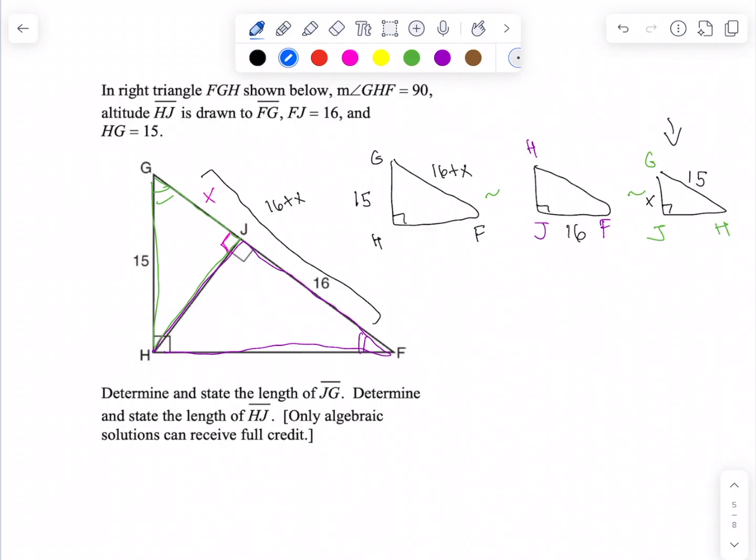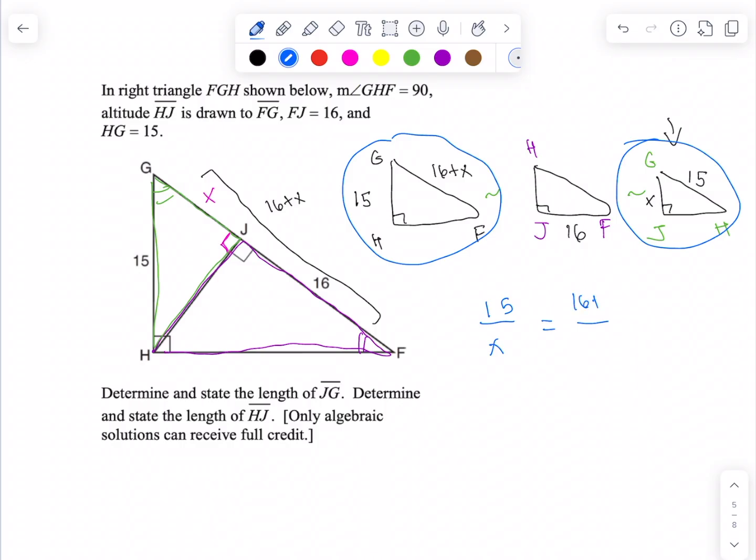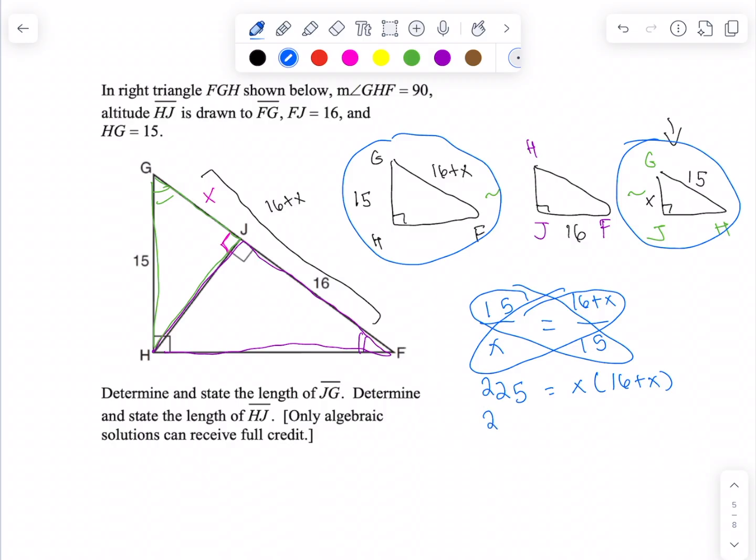So now we can set up a proportion using these two triangles. So we can do 15 over x, those correspond. And then we can do 16 plus x over 15, those correspond. And once again, the calculations are going to get a little bit annoying because when we multiply this way, we have to do x times 16 plus x. So we are going to have to distribute.